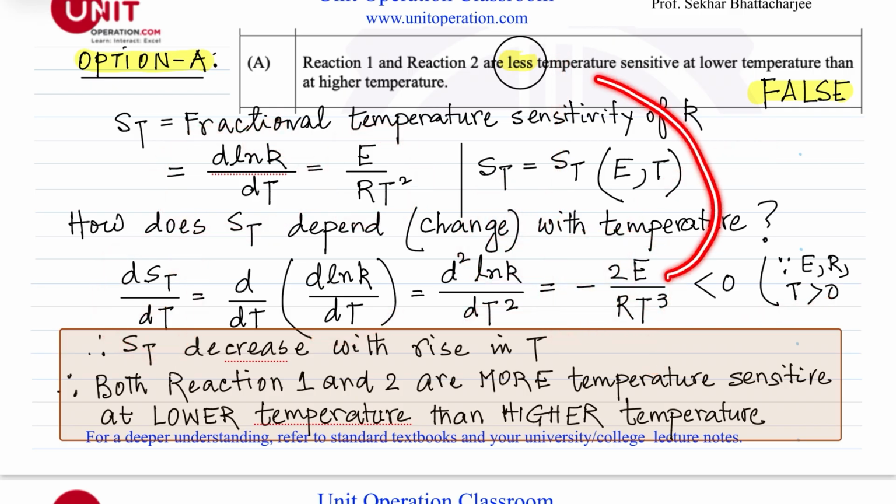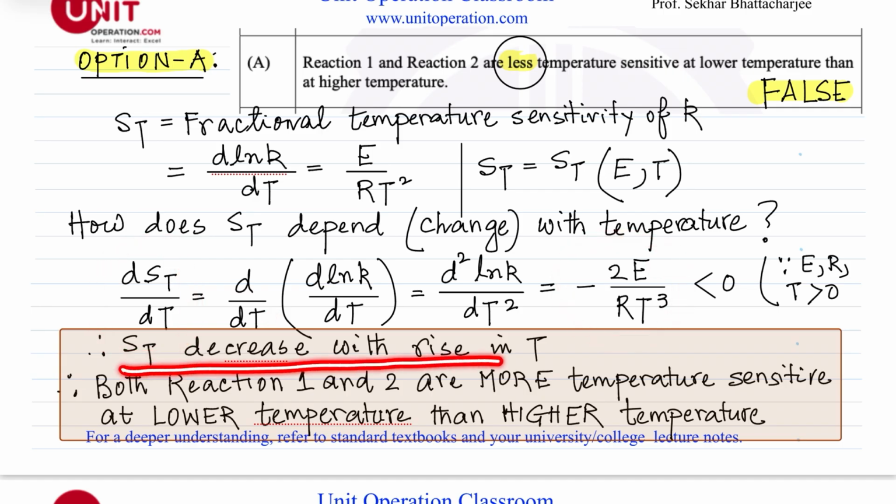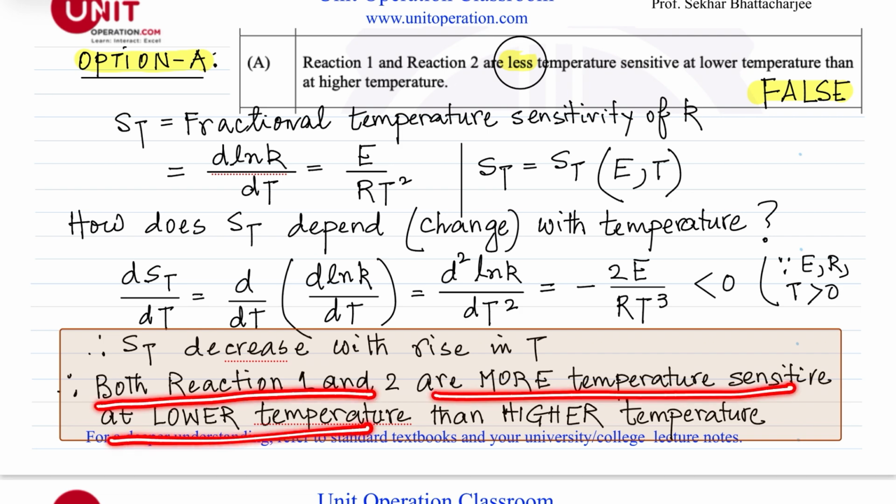All these details are shown on this particular website. Since E, R, and temperature are all positive, the derivative of the temperature sensitivity is always going to be negative. That means ST decreases with a rise in temperature. So the temperature sensitivity of any reaction will decrease with a rise in temperature. Both reaction 1 and reaction 2 are more temperature sensitive at lower temperature than at higher temperature.